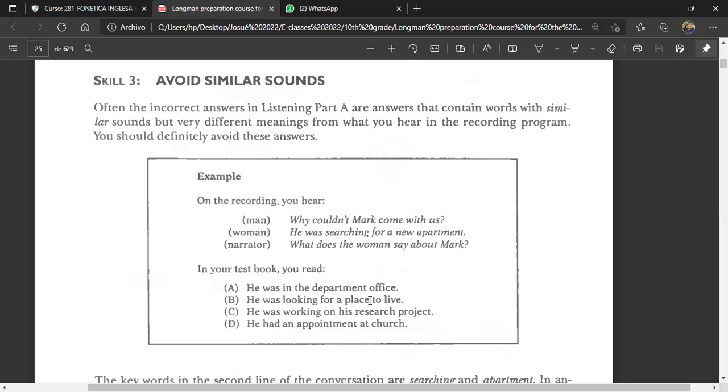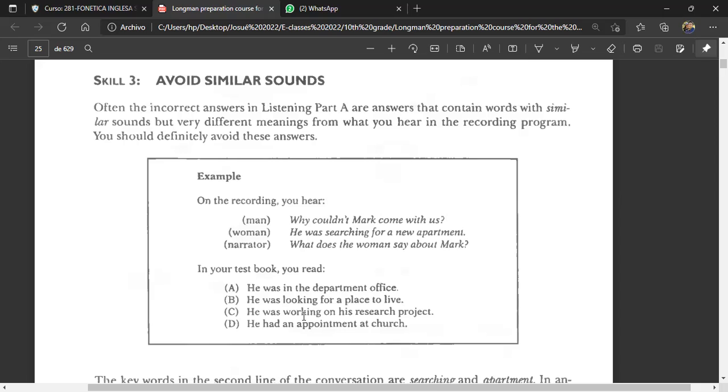Okay, what is the answer for you? What is the best answer? Well, you have it right there, right? It says, in your test book, you read, he was in the department office. Ojo, apartment, department. It's not the same, right? He was looking for a place to live.